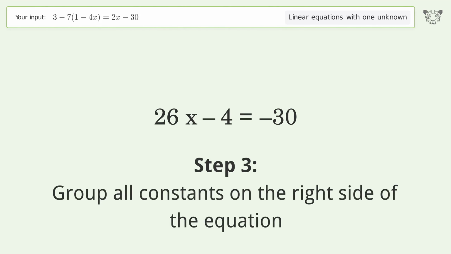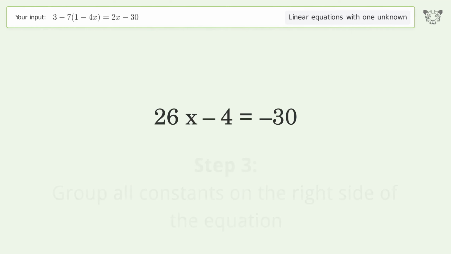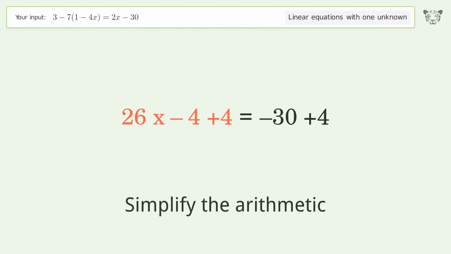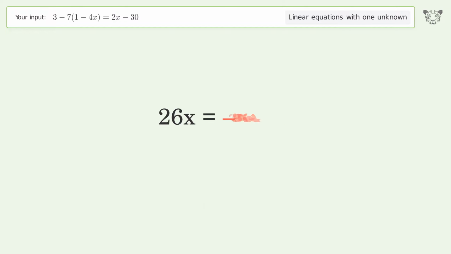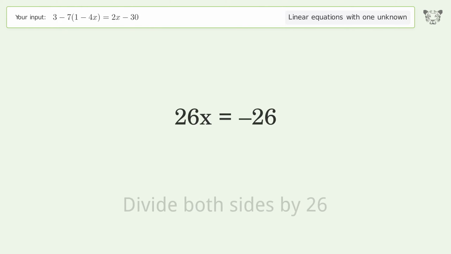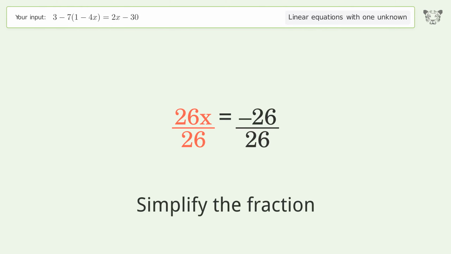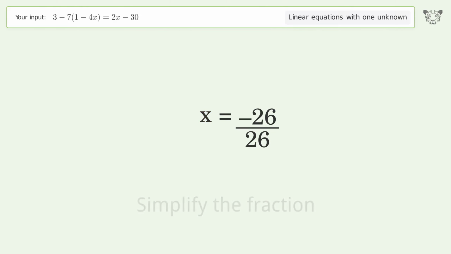Group all constants on the right side of the equation. Add 4 to both sides. Simplify the arithmetic. Isolate the x. Divide both sides by 26. Simplify the fraction. And so the final result is x equals -1.